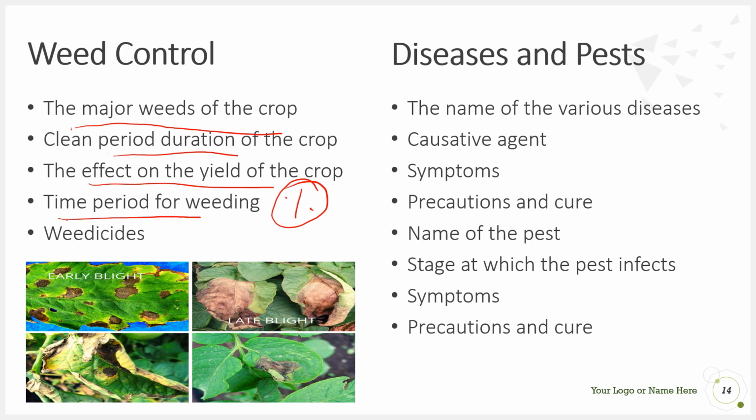Time period of weeding, such as 2 weeks after sowing or 4 weeks after sowing, we must do hand weeding or hoeing. We must have a weedicide which can be used for that particular weed and in that particular crop.